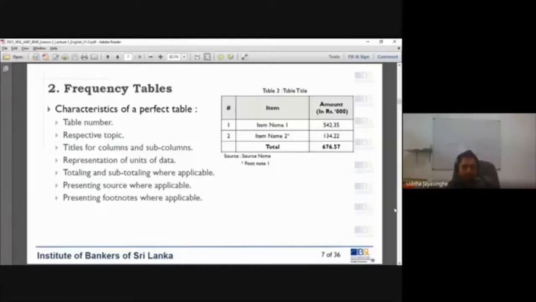Second, you have to put a respective topic, let's say population of Sri Lanka based on different provinces. Try to make it very concise and limit the number of words because we are talking about a smaller space. Rather than writing a lengthy narration like a small paragraph, use a couple of words and put up a respective topic.